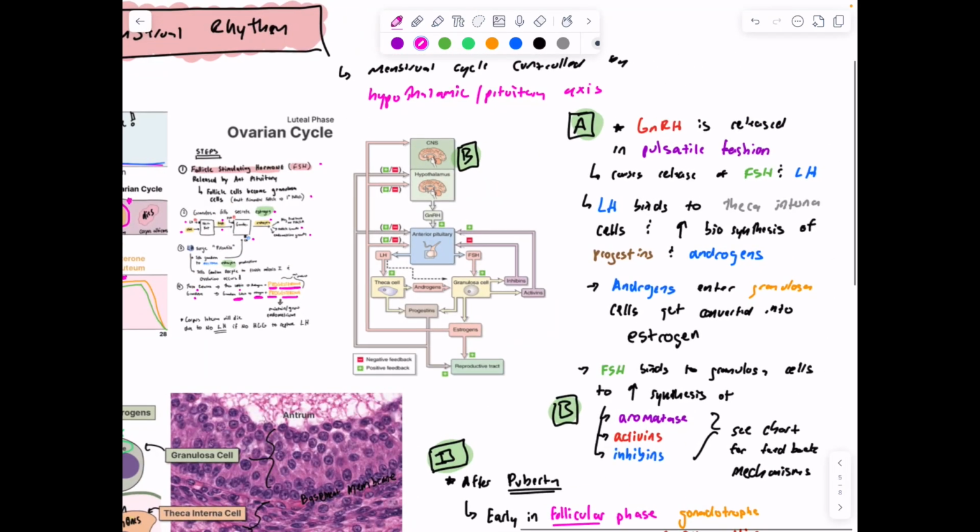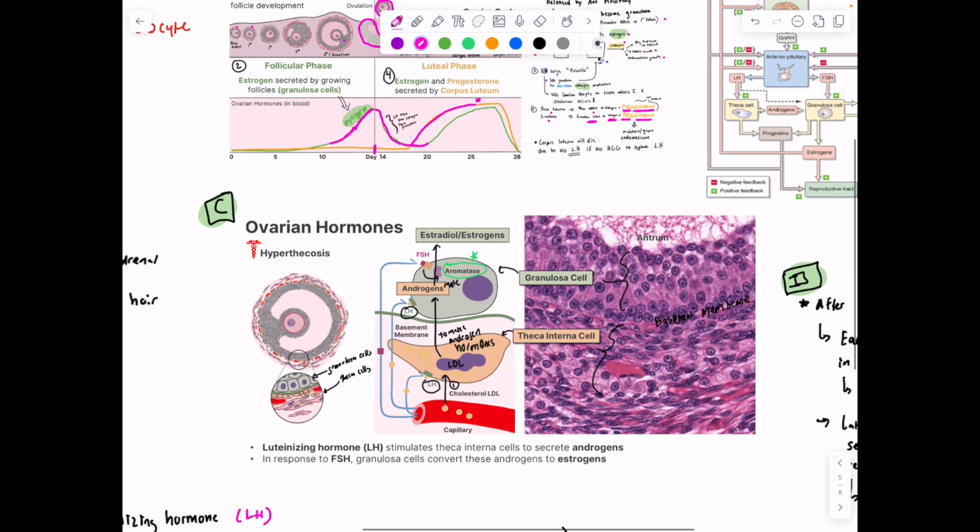We had then, in the hypothalamic pituitary axis, GnRH is released in pulsatile fashion, causes FSH and LH release. LH binds to theca interna, causes biosynthesis of testosterone and progestins, which would include progesterone. Androgens enter the granulosa cells and get converted to estrogens. So that's this thing right here. We have LH on our theca interna cells, helping produce the enzymes we need for the conversion of cholesterol into testosterone, which is then released into the blood, and also goes through paracrine distribution to our granulosa cells, which then becomes estrogen, as our granulosa cells are stimulated by follicle stimulating hormone.